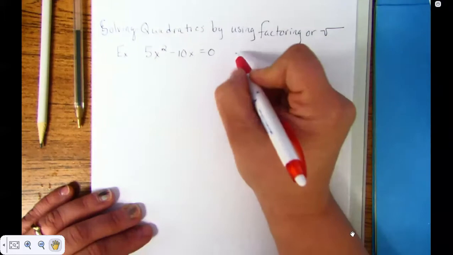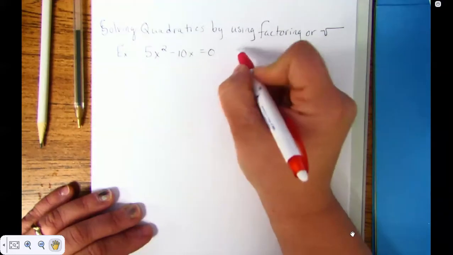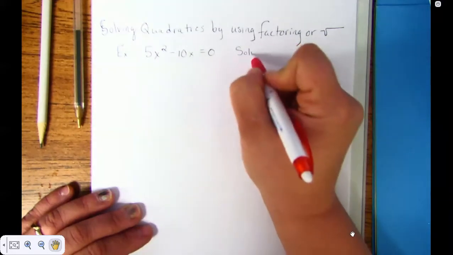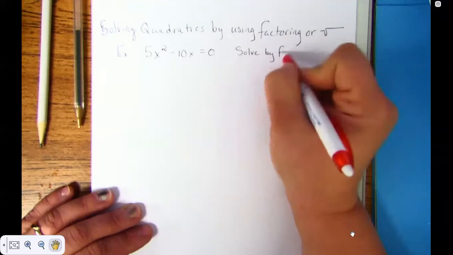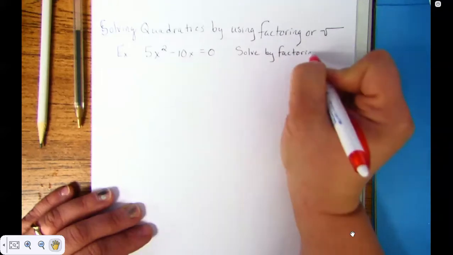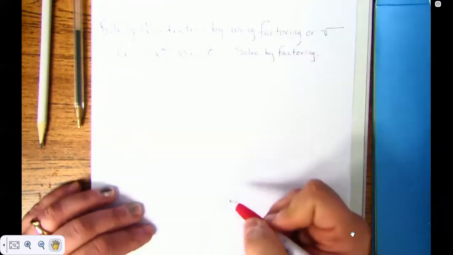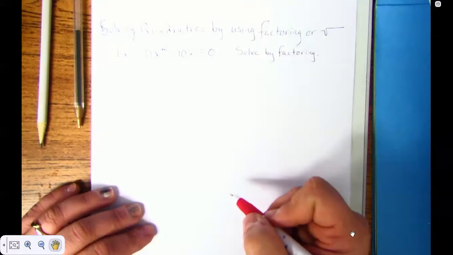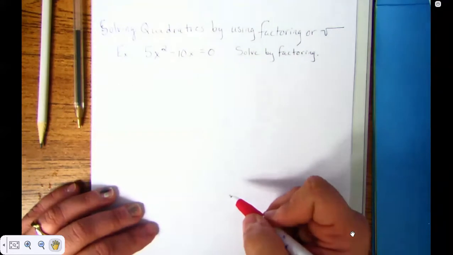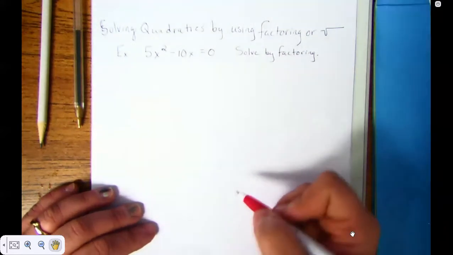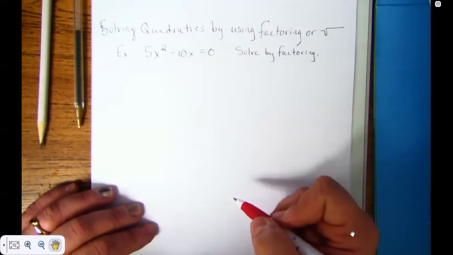The first method for you solving when you come into class tomorrow is to be able to solve by factoring. And if I get a chance, I will be posting a second video refreshing you on how to factor a difference of two squares, perfect trinomial squares. But for now, I'll just try to use a variety of examples for you to see those.